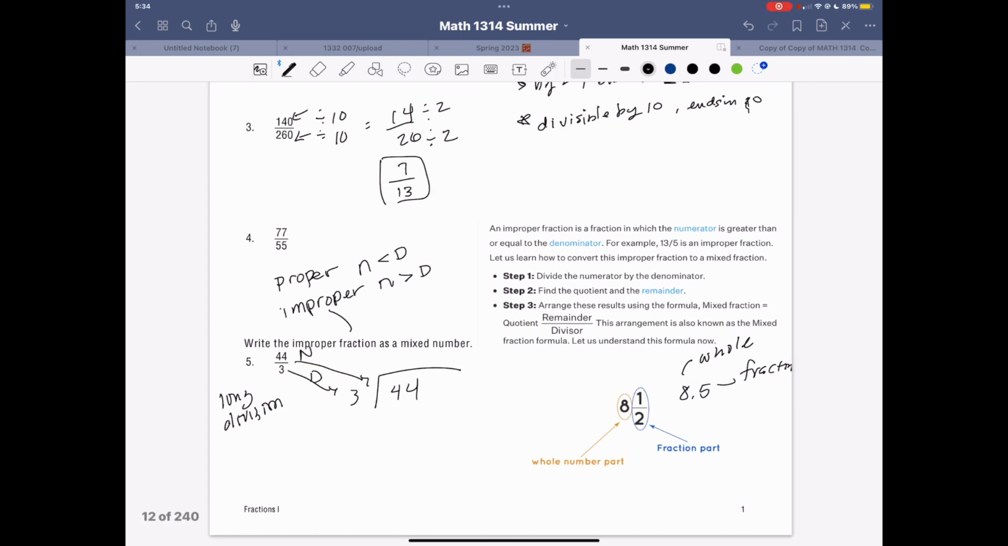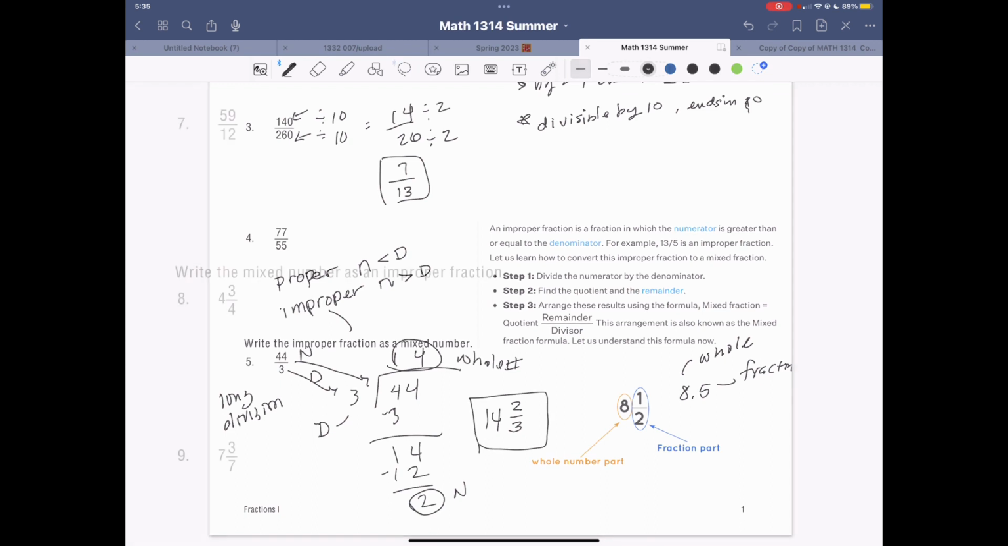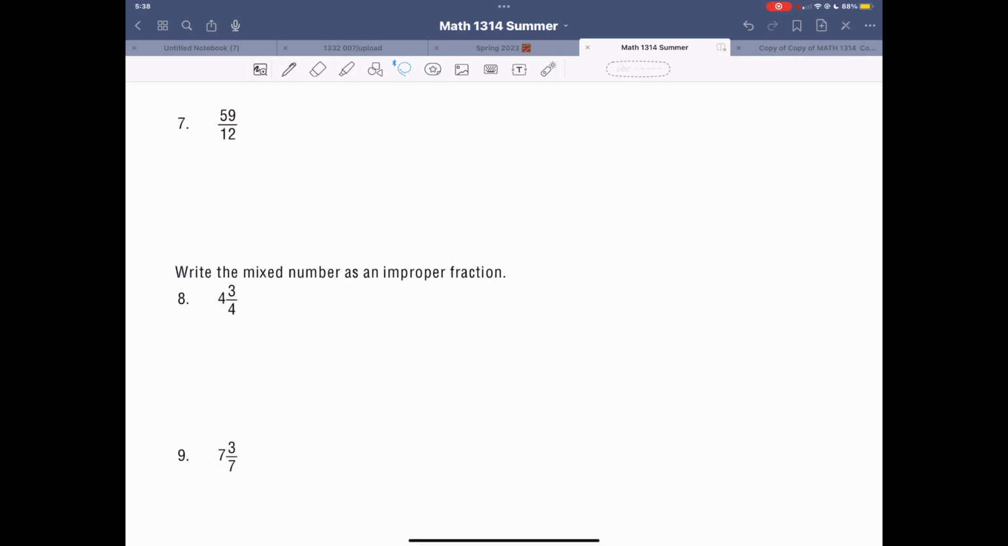So 3 goes into 4 one time, minus 3, you get 14. 3 goes into 14 4 times, minus 12. 2 is my remainder. So this right here is my whole number. This is my numerator, and again, my denominator. When we rewrite this, we get 14 2/3. We want to make sure, again, this is in lowest terms. 2 and 3 are prime numbers. So you're done.